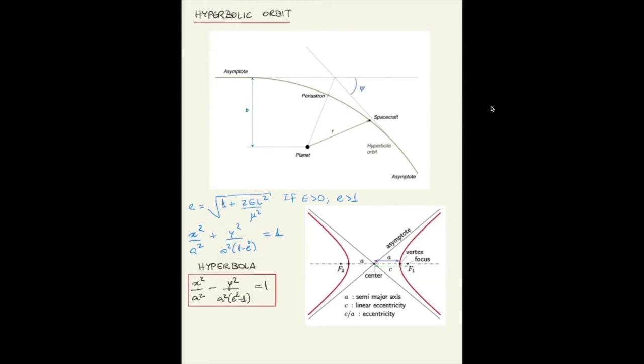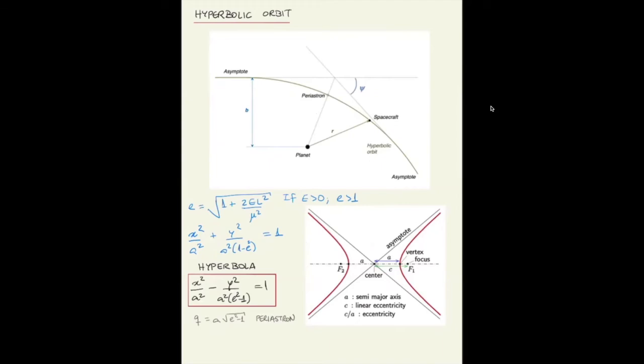Now geometrically, the semi-major axis is the distance from the center to the point of perihelion. The eccentricity times A, A times E, is this distance in here from the center to the focus. You can see here that Q is A times square root of E squared minus 1.